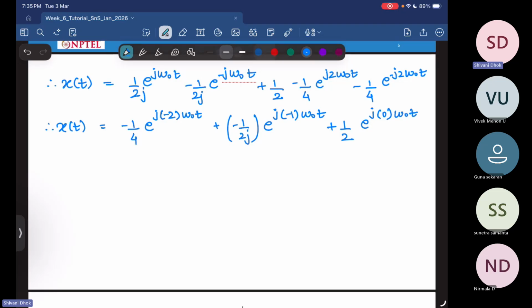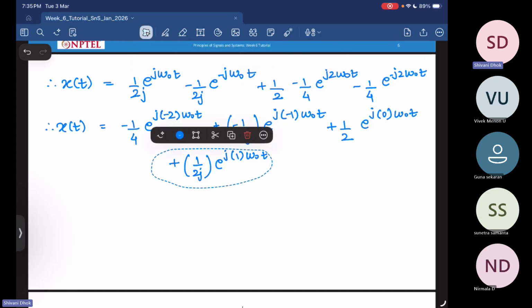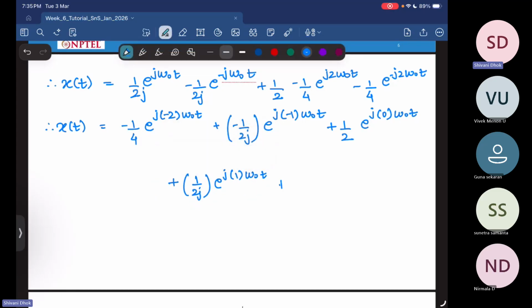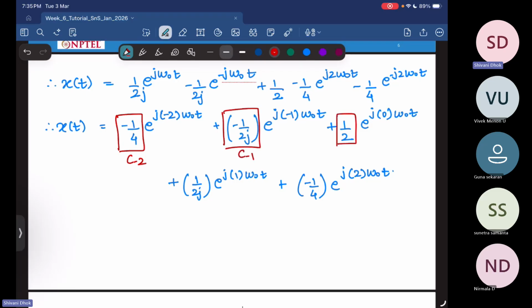Then I'll have plus 1 by 2j into e power j 1 omega naught t plus minus 1 by 4 into e power j 2 omega naught. So this minus 1 by 4 is your c of minus 2. This minus 1 by 2j is your c of minus 1. This 1 by 2 is your c of 0. This 1 by 2j is your c1, and this minus 1 by 4 is your c2.